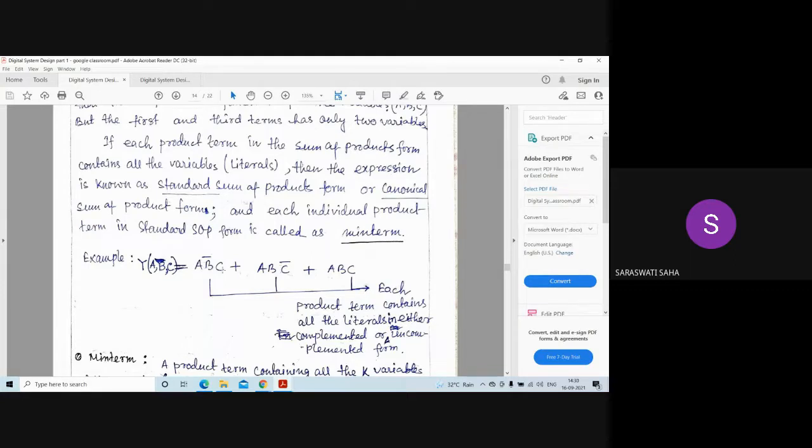A is 1, C is 1, B is 0, and in these conditions what will be the output for this product term and this product term? 1 and 0. Here A is 1, C is 1, so C complement will be 0. And B is 0, so what will be the output for this product term?